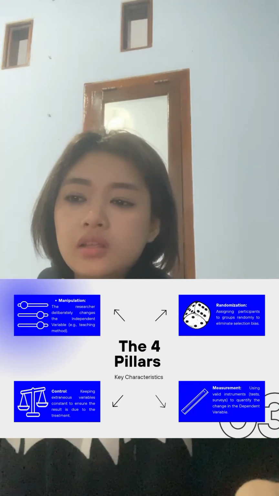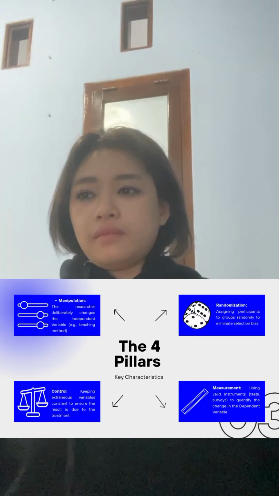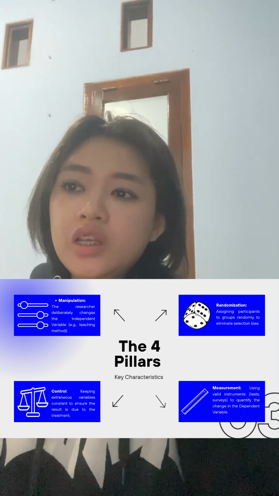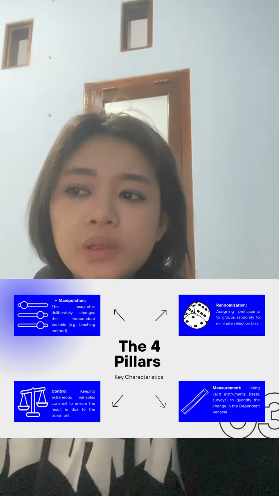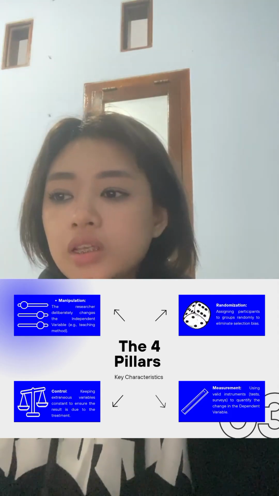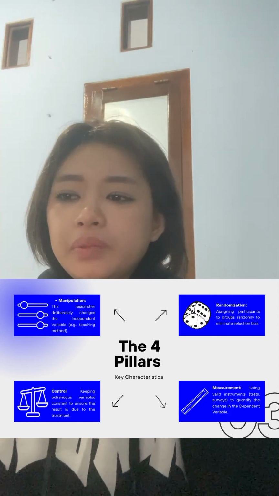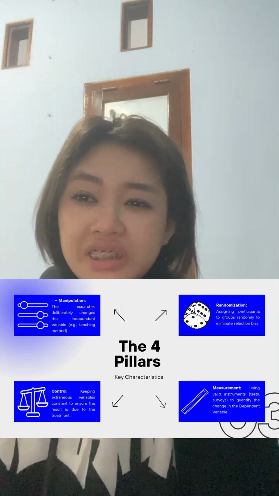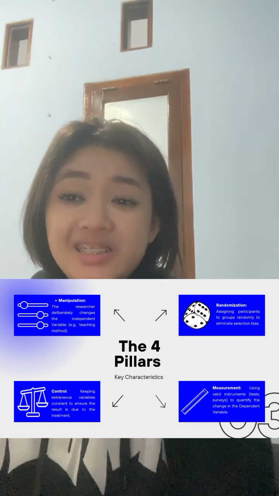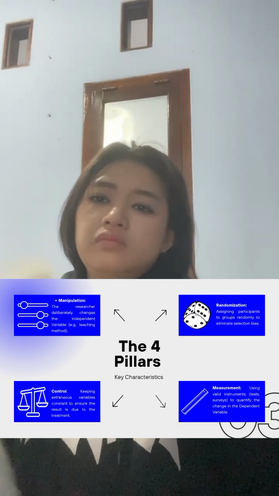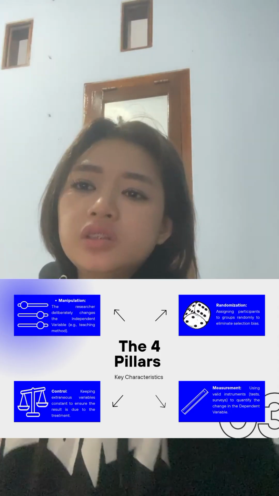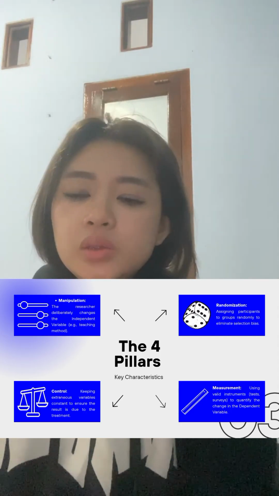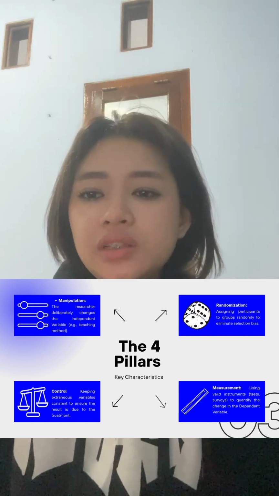Next slide, the 4 pillars, or we can call it key characteristics. First, manipulation. The researcher deliberately changes the independent variable, for example the teaching method. Second, control: keeping extraneous variables constant to ensure that the result is due to the treatment. Third, randomization, with a dice as the logo: assigning participants to groups randomly to eliminate selection bias. The last one is measurement.